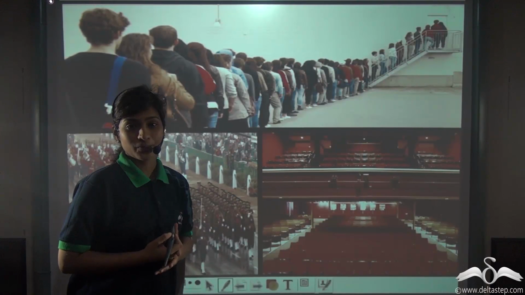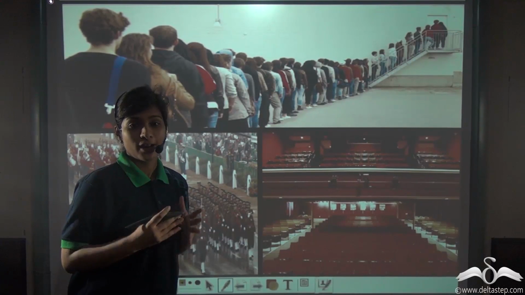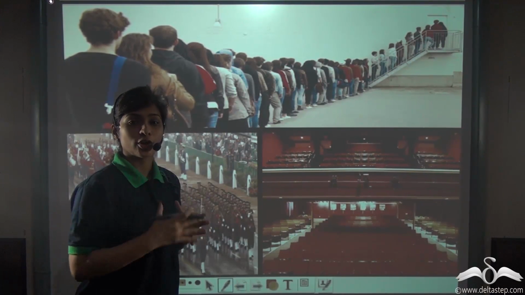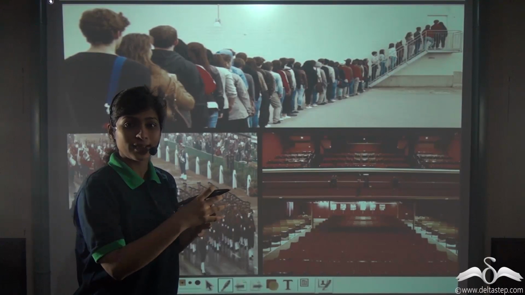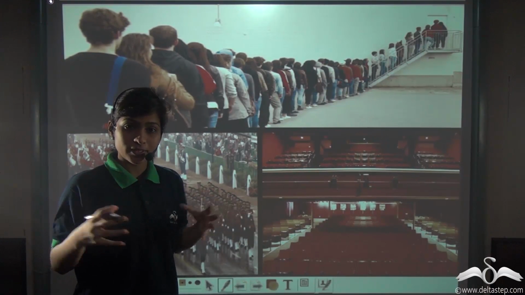Look at these pictures. What do you see? Whenever you form a line and go to your classroom, or from the classroom to the playground, what happens? You form a line. So it's kind of an arrangement.